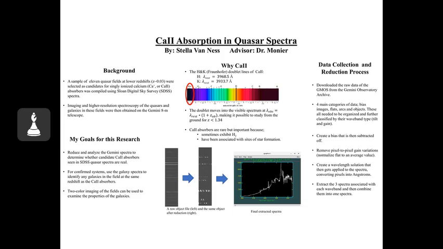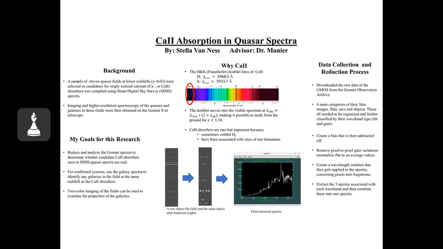My goals for this research were to reduce the spectra and analyze it in order to confirm if there is any calcium-2 absorption within those areas. If calcium-2 absorption is confirmed by any of the quasar spectra, I would then look at the spectra of the galaxies associated with that field and see if the same red shift for calcium-2 as in the quasar is present in the galaxy spectra. Finally, if a galaxy does have that same red shift, I would use two-color imaging in order to examine the properties of those galaxies.